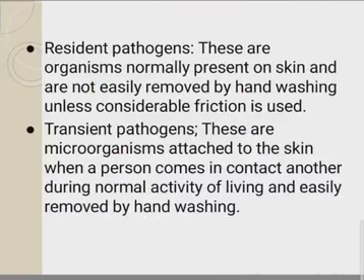Now we can study about pathogens. The pathogens are divided into two: resident pathogen and transient pathogen. So what are resident pathogens? These are the pathogens that are normally present on our skin, but they can't be easily removed unless certain friction is applied. We know that while washing hands, there are many ways of washing hands to make it clean. We have to apply pressure, we have to wash our hands harder by creating friction between two hands.